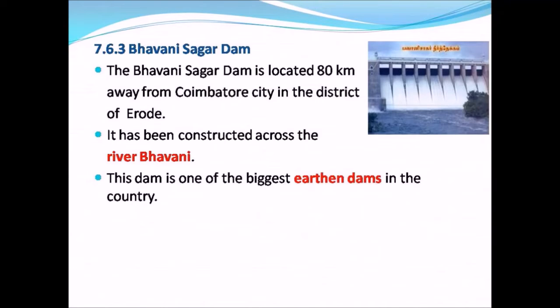Next we are going to see Bhavani Sagar Dam. Bhavani Sagar Dam has been constructed across the river Bhavani. We have already seen that river Bhavani is one of the tributaries of river Kaveri. This dam is one of the biggest earthen dams in the country. An earthen dam is a dam that is constructed of soil material such as gravel, broken weathered rock, sand, silt, clay or soil, etc. Bhavani Sagar Dam is located 80 km away from Coimbatore city in the district of Erode.